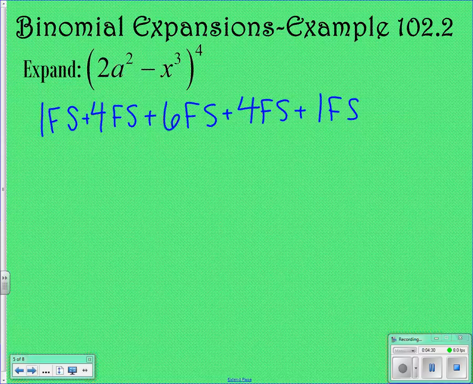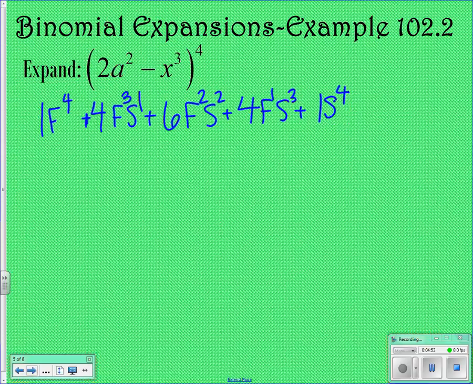And so on the first one, we actually don't have an S, so I'm going to erase that one. And we have S to the 4th. And then we have F to the 3rd and S to the 1. And then F squared, S squared, F to the 1, S to the 3rd. And then on the last one, we actually just have S to the 4th.